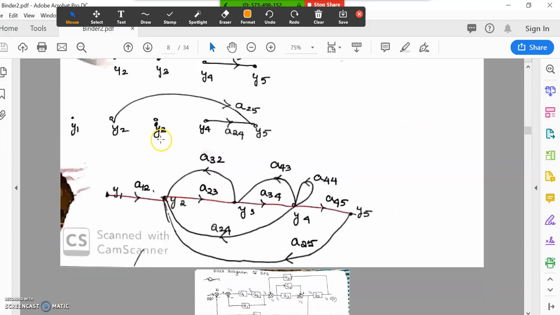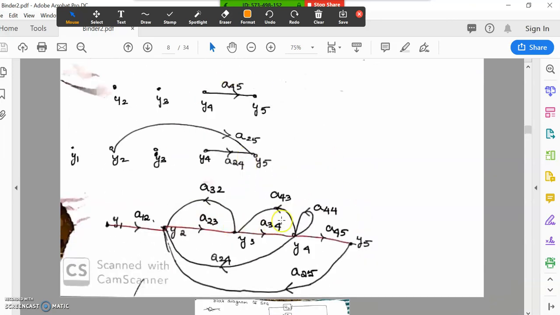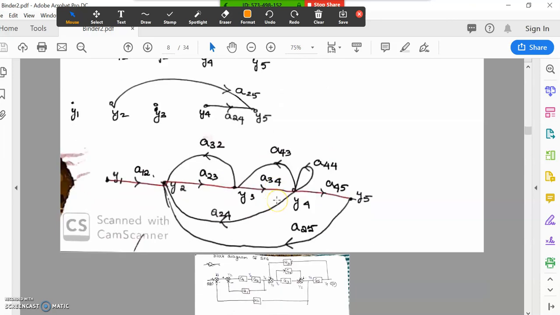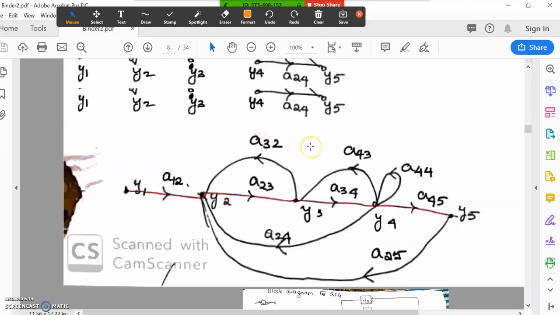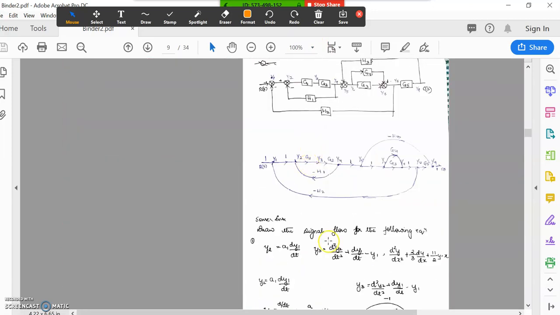So for the total equations, that is for 1, 2, 3 and 4, the total signal flow will be this diagram. The final diagram we get from all the equations will be finally this diagram. Next, coming to the next signal.